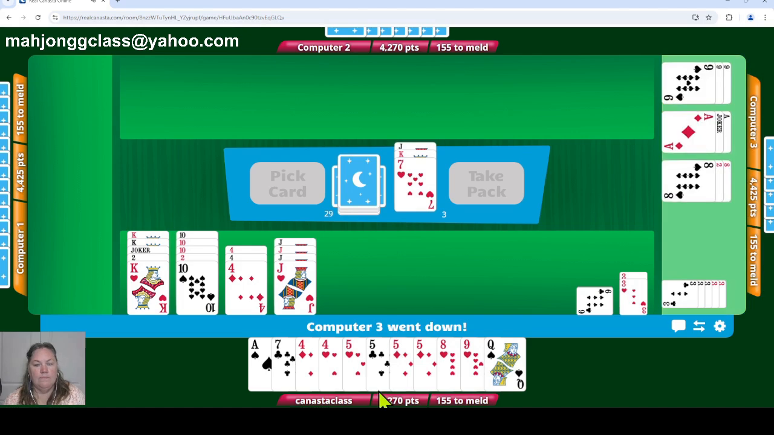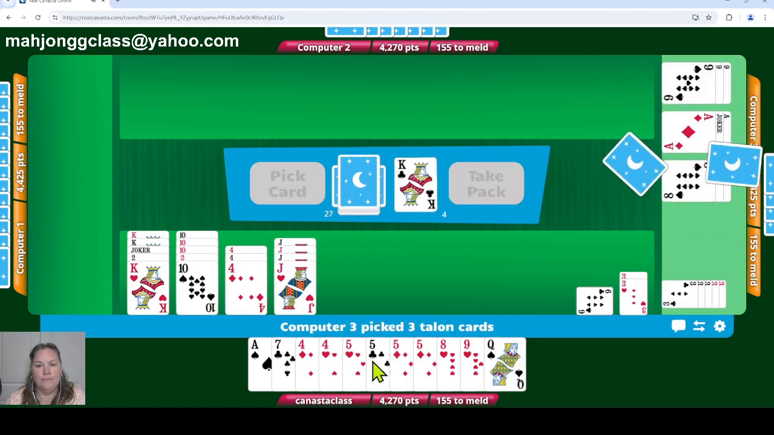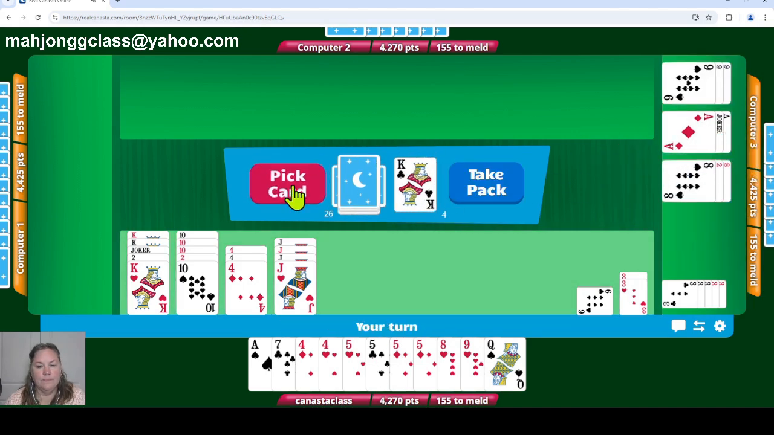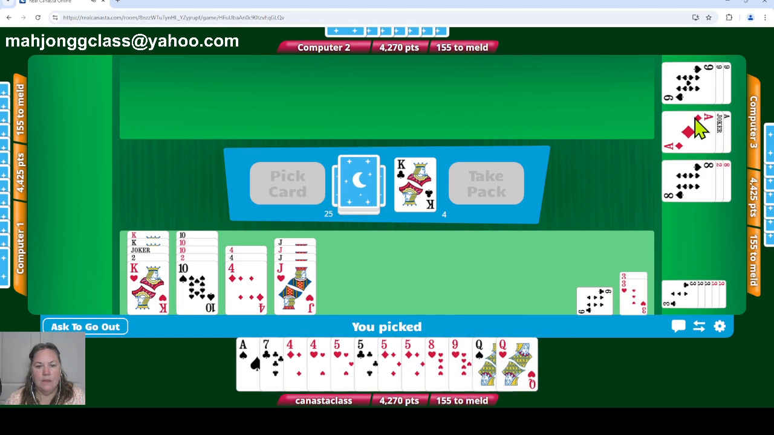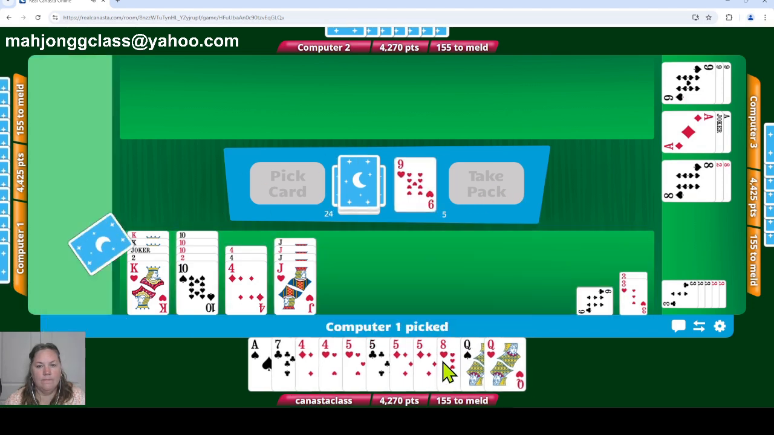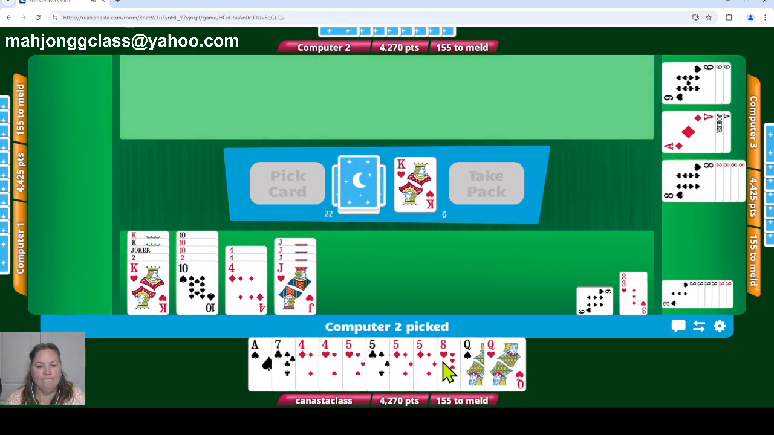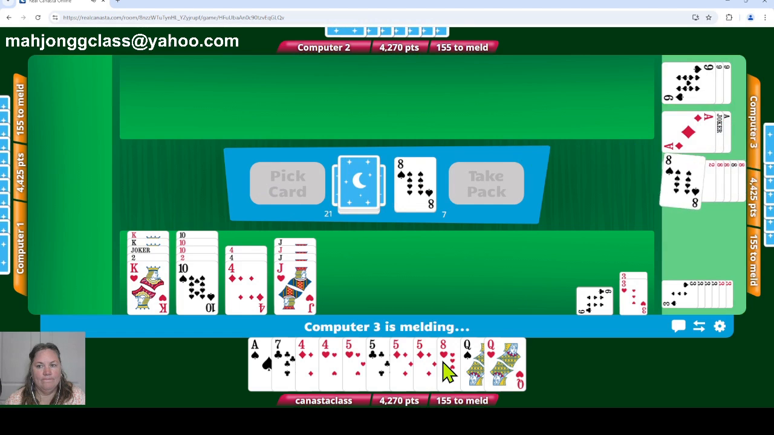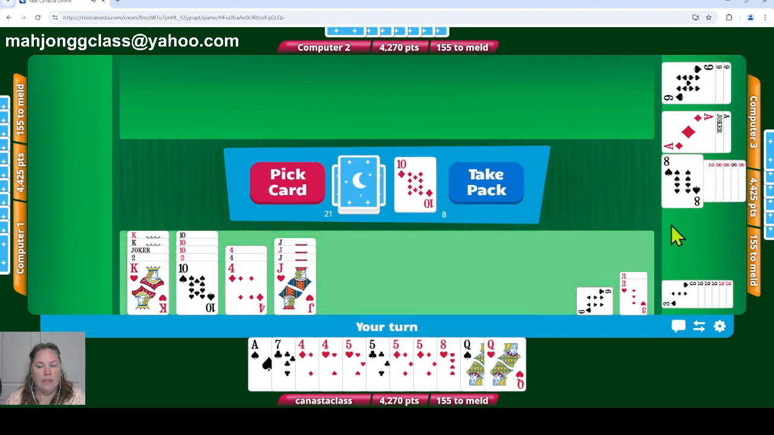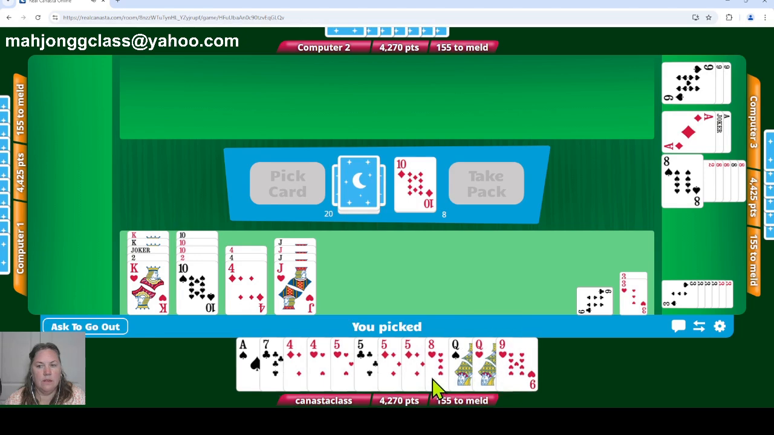That's 1, 7. And aces, 8s, and 9s. I'm going to try the 9. Oh, good. The 8s, they have it in 6th position. That will be a good discard. And the 9.